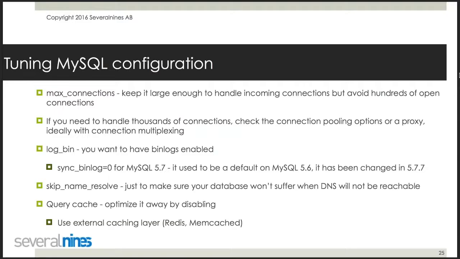Skip name resolve. Use this flag, use the variable, so you won't suffer from issues with the DNS. Query cache, you should just optimize it away by disabling it completely, and just use some other tools like Redis, Memcached, Couchbase, whatever. Most of the key value storage will work fine when integrated in your application.